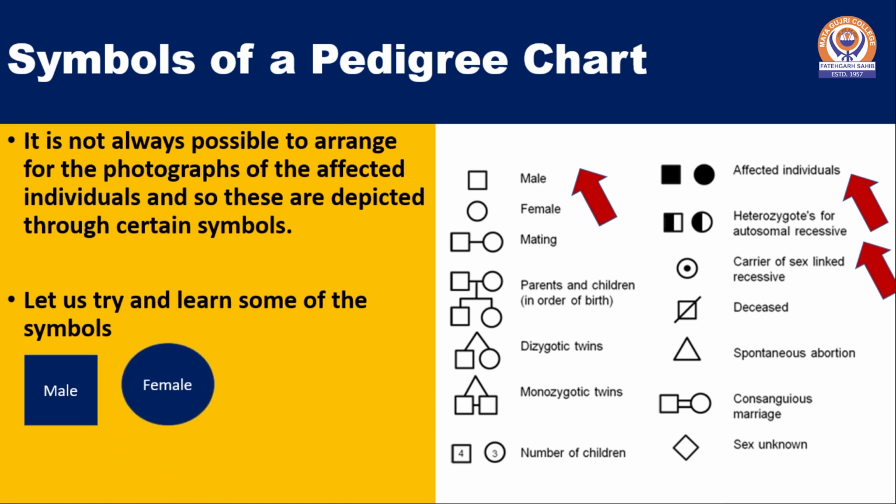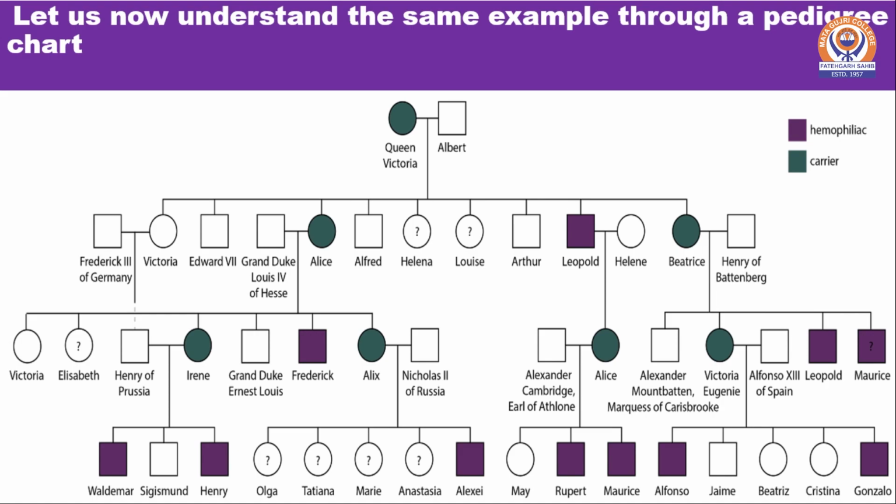A female is usually represented with a circle, and on the same grounds, if it is shaded, it is affected, and if it is half shaded, it is just a carrier. A horizontal bar depicts marriage or mating between the two individuals. Now, the same royal family pedigree tree can be represented using the symbols. Queen Victoria, being the carrier, is represented in green, while Prince Albert is unshaded because he was free from hemophilia. Therefore, those shaded in dark green color are the carriers, and the ones shaded in purple are affected individuals.